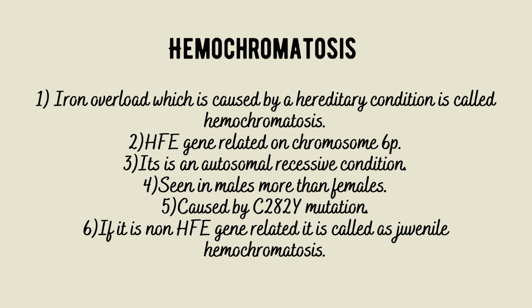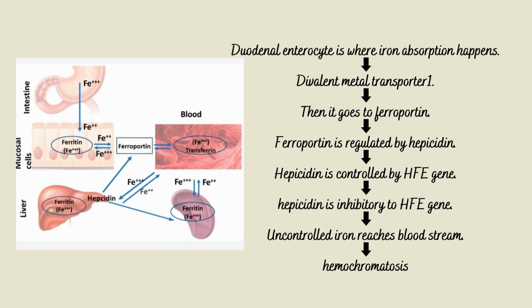And sometimes it might not be related to the HFE gene, then it is non-HFE gene related, and other genes are involved in that case which are causing hemochromatosis. That condition is called juvenile hemochromatosis if other genes are involved apart from the HFE gene, but mainly the HFE gene is involved. So now we will discuss how iron absorption occurs and how it is leading to hemochromatosis.